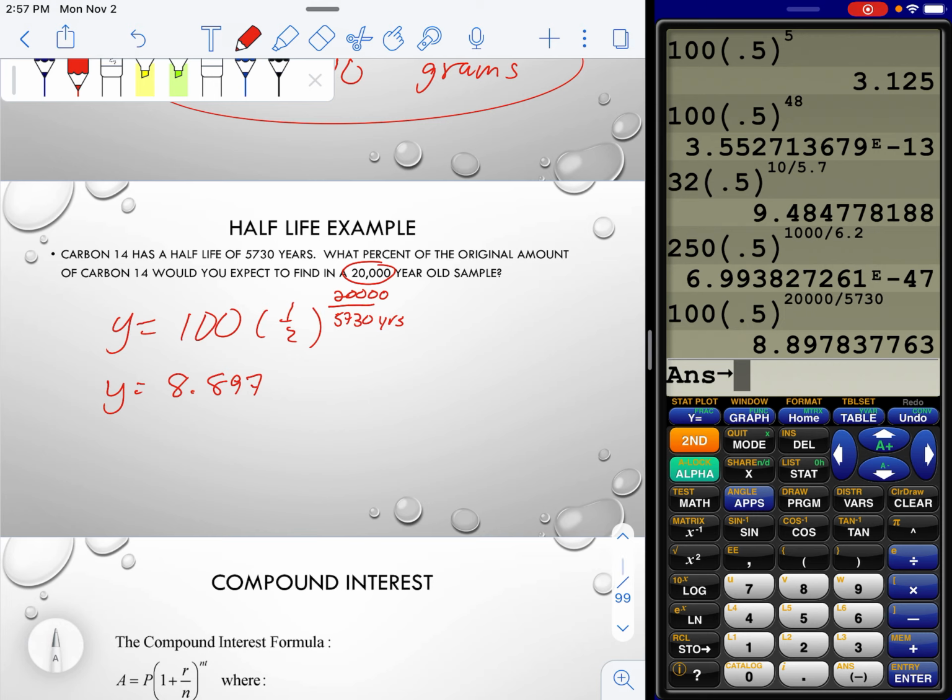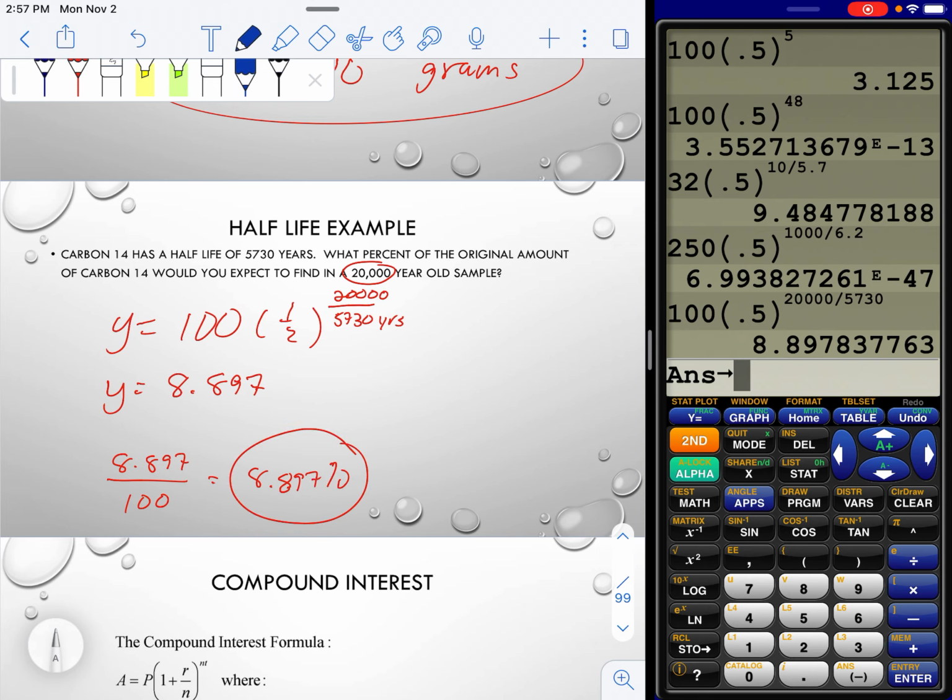8.897 grams left. Now if we compare the amount that I ended with, and divide it by the amount that I started with, we get 0.0897, which is 8.897%.